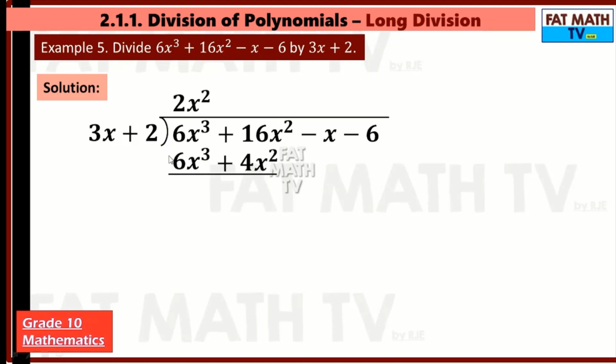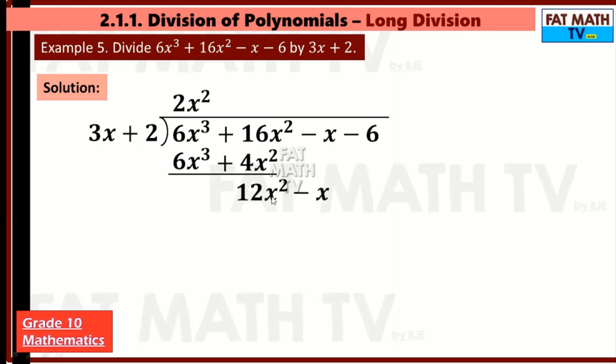And then subtract. This is 0. 16x squared minus 4x squared is 12x squared. 12x squared divided by 3x. I mean, you need to bring down this. You can bring down two of them or just one, or you can do it one by one. So we will bring down negative x here.